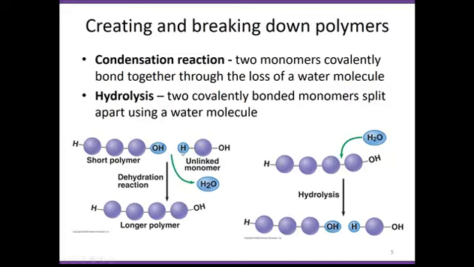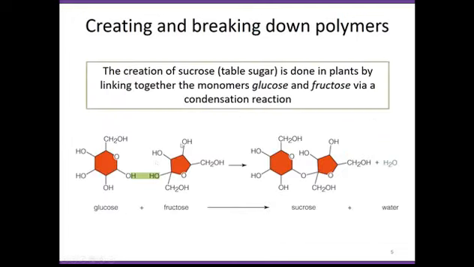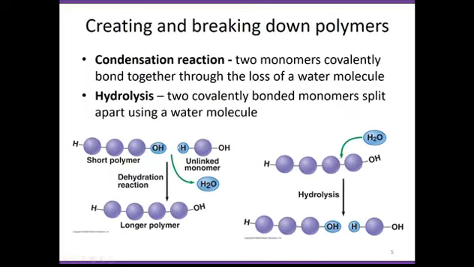Here's the cool thing about monomers and polymers. One will always have a hydroxyl, the other will always have a hydrogen. And we rip off that hydroxyl and that hydrogen, join them together, and we get water out of the deal, right? 2 hydrogens, 1 oxygen. And we create a polar covalent bond right there. And now we have a slightly longer polymer.